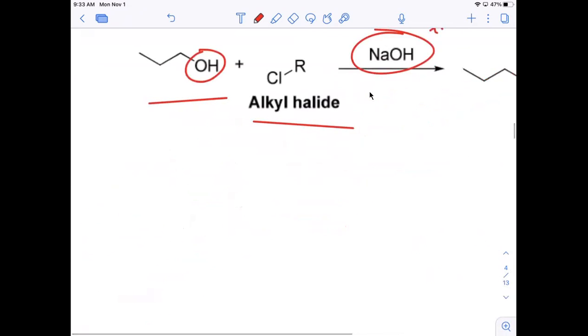So when you see this set of reagents, a base, an alcohol, and an alkyl halide together, then you know that it's going to be an ether synthesis. So let me show you how this works.